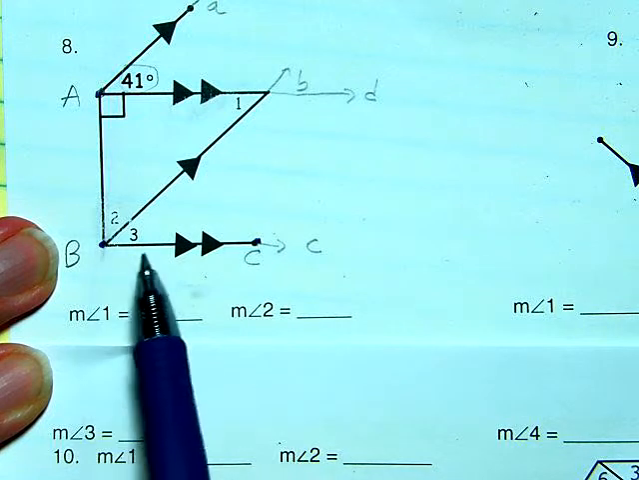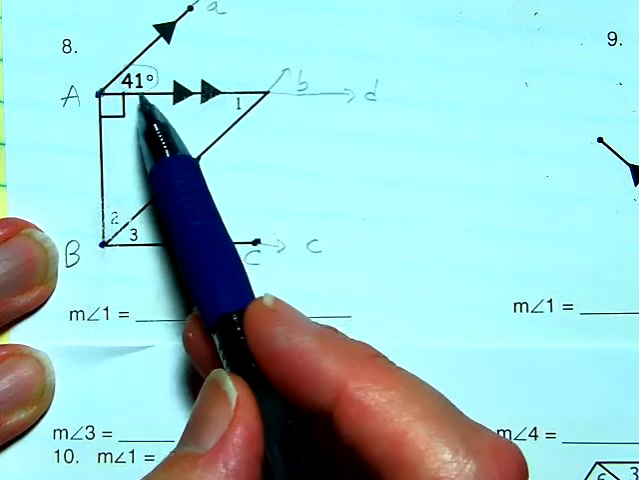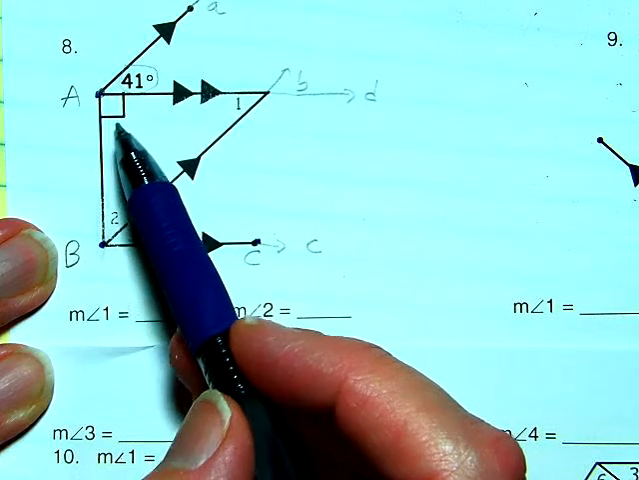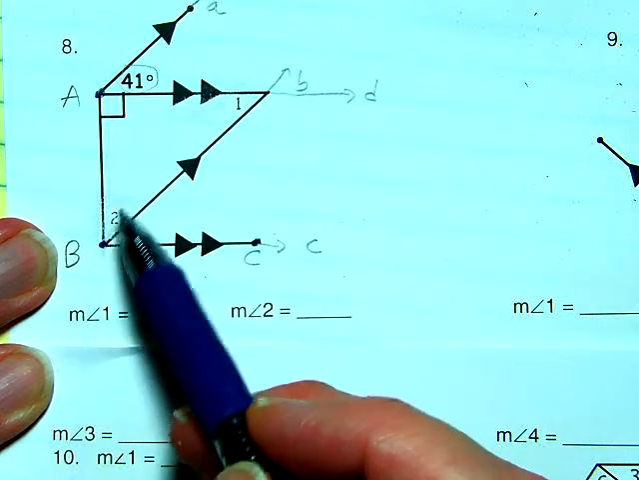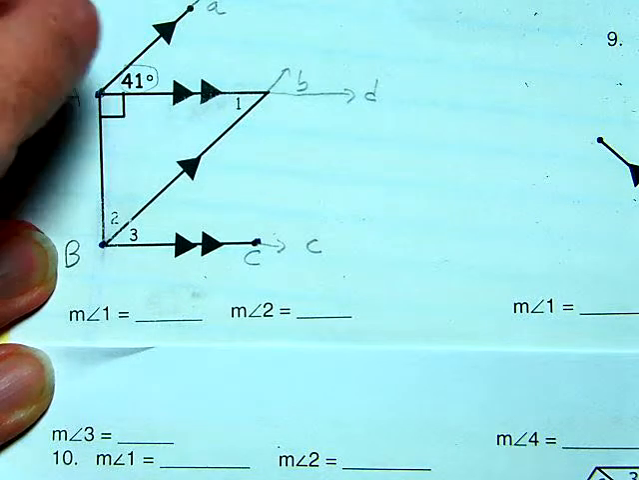So let's take a look at this and let's figure out how we are going to do this. We need to find a relationship between the angles that we're given, which is this angle here, which is 41 degrees, and this angle here, which is a right angle, and somehow related to angles 1, 2, and 3. So let's focus first on angle 1.